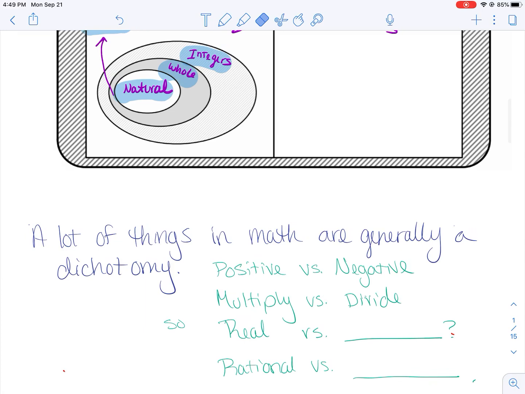One of the things that it might be interesting to notice is that when we talk a lot about math, there are a lot of things that come in pairs and they come in opposite pairs, right? So positive versus negative, that's an example of an opposite pair. So in this case, that's what we call a dichotomy. When you have two things that are opposing, they're opposites, it creates a dichotomy. Multiply and divide. They both are operations, but they are opposites, okay?